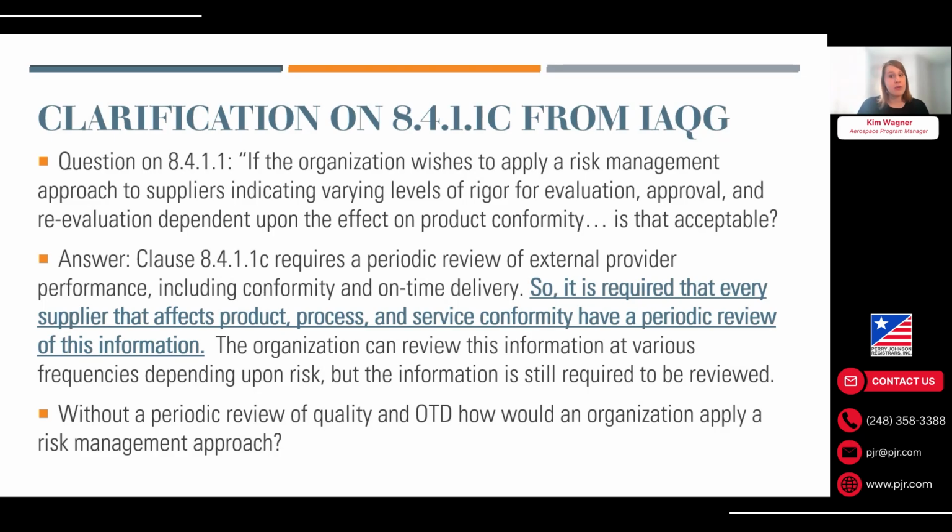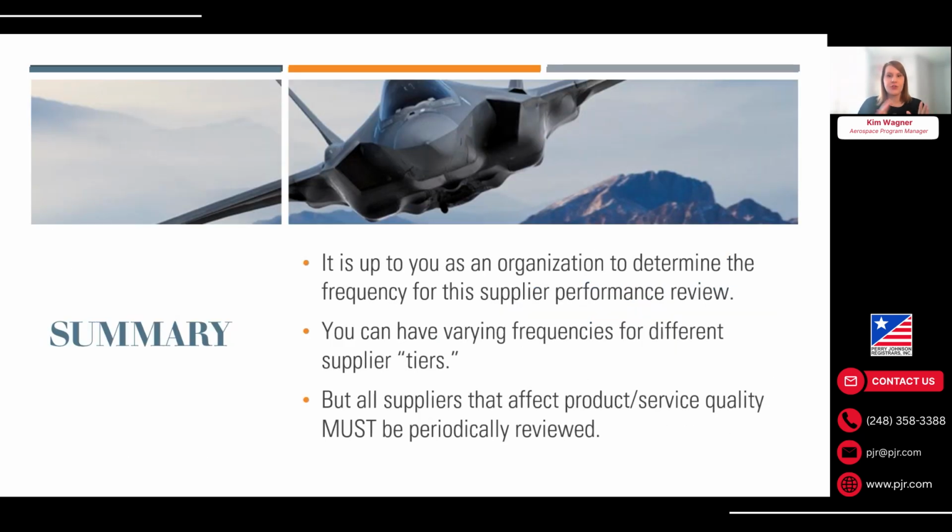All suppliers have to undergo a periodic review of this information if they affect product, process and service conformity. The organization can review this information at various frequencies depending upon risk, but the information is still required to be reviewed. And they continue here, without a periodic review of quality and on-time delivery, how would an organization apply a risk management approach? So to summarize that, you are required to periodically review all suppliers that affect your product or service conformity. That has to be done. But in terms of how often, that is up to you as an organization. You can have varying frequencies for different supplier tiers.